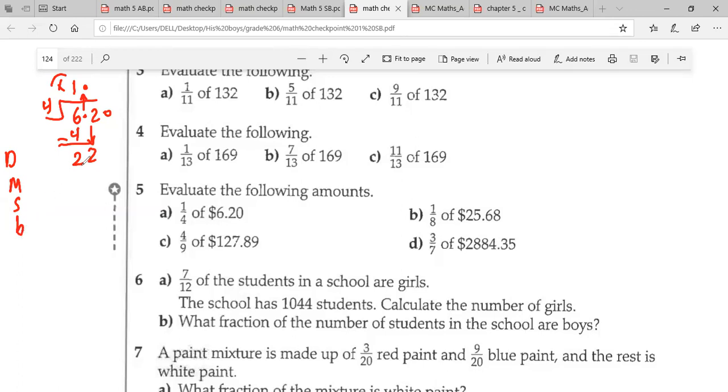Bring down 1 digit. 22 divided by 4, we get 5. 5 multiplied by 4, we get 20. You multiply, subtract. The third step is to drop another digit, 20. 20 again, we do 20 divided by 4, we get 5. You multiply it again by 4, we get 20. Subtract it, we get 0. Here is the answer: 1.55. Okay.